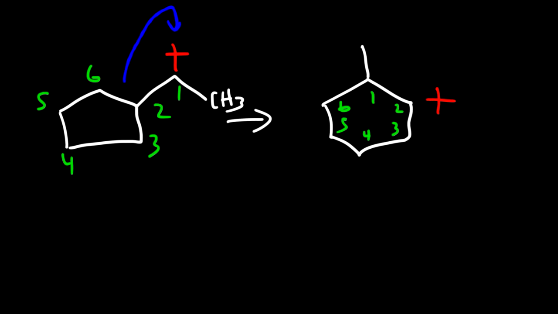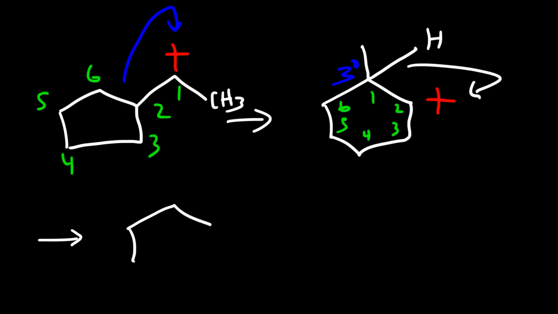So right now, we have a secondary carbocation next to a tertiary carbon. So what do you think is going to happen? Well, we know what's going to happen, a hydride shift. And so now, not only do we have a more stable 6-membered ring, but we also have a tertiary carbocation instead of a secondary carbocation. And so the driving force for a rearrangement reaction is stability.